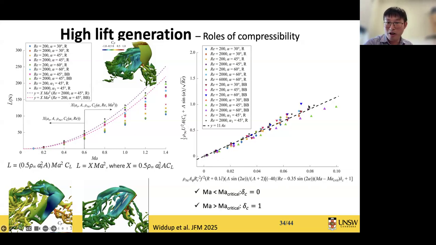And all simulations, I think, follow this rule pretty well here. And when Mach number is higher, so that the flow is supersonic, the major effect is that the leading edge vortex decreases a lot. Okay, so that's the mechanism why supersonic flow has a negative impact on the lift generation.